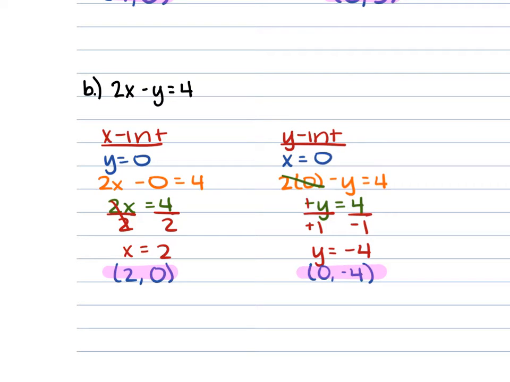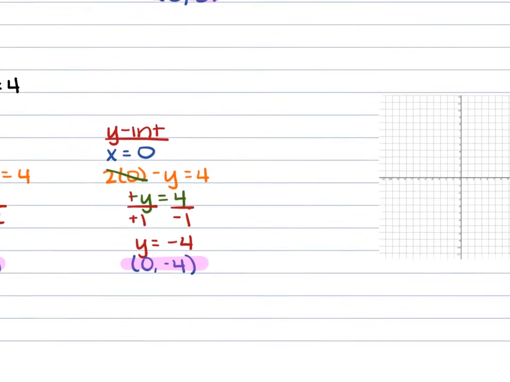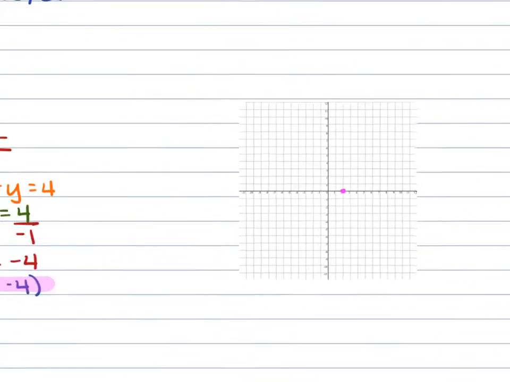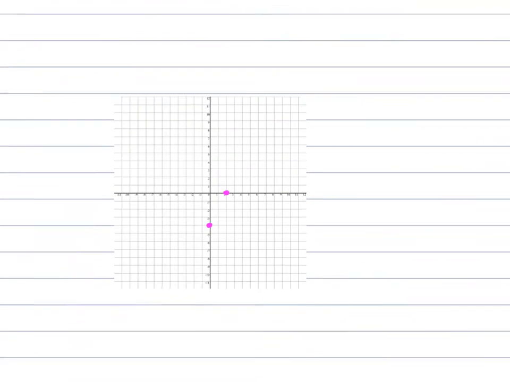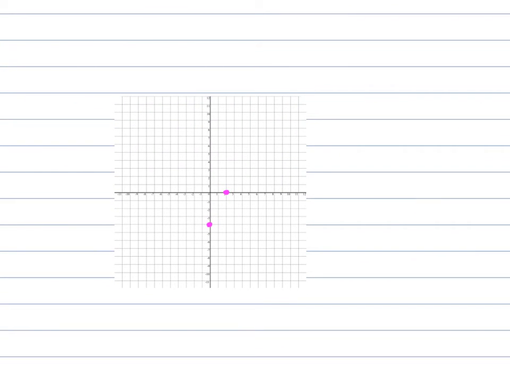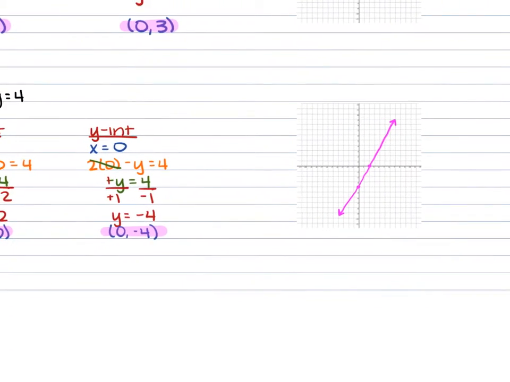From here, we're just going to plot the 2 points, 2, 0 and 0, negative 4, and draw our line through them. So 2, 0 is on our x-axis at 2, and then 0, negative 4 is on the y-axis at negative 4. So now that I have my 2 points, I can draw my line through those. Done.